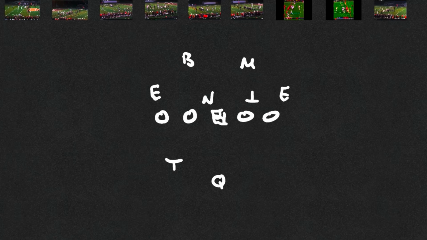So we also incorporate this into our system. So let's just say now we're running our Q tag. We're going to run it to the left this time. The tailback is going to mesh with the quarterback, and then he's going to seal off that defensive end, making sure that he doesn't chase down the quarterback from behind.